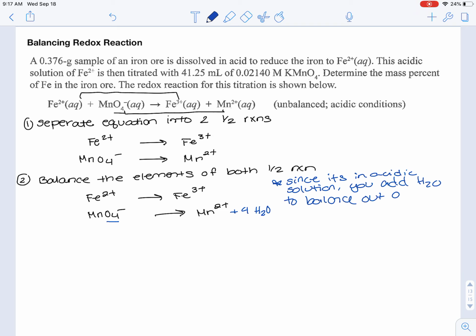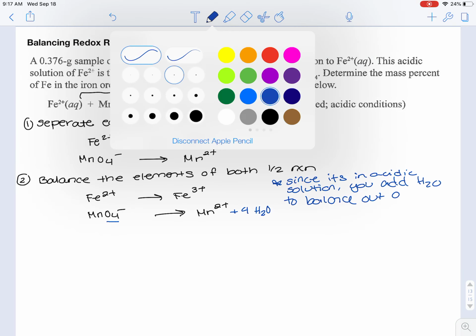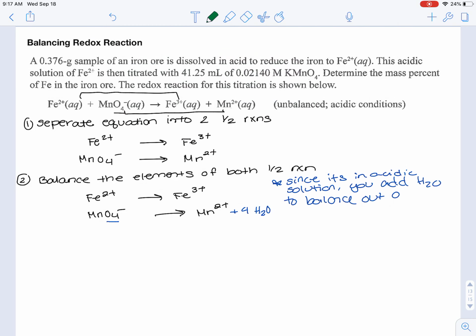Now I have 4 oxygens, 2 permanganates, but now I created this issue here. Then, on the other side, I will have to add the amount of hydrogen ions to balance all the elements. So 4 times 2 is 8, so I will need to add 8 hydrogen ions to the other side to completely balance out the reaction.